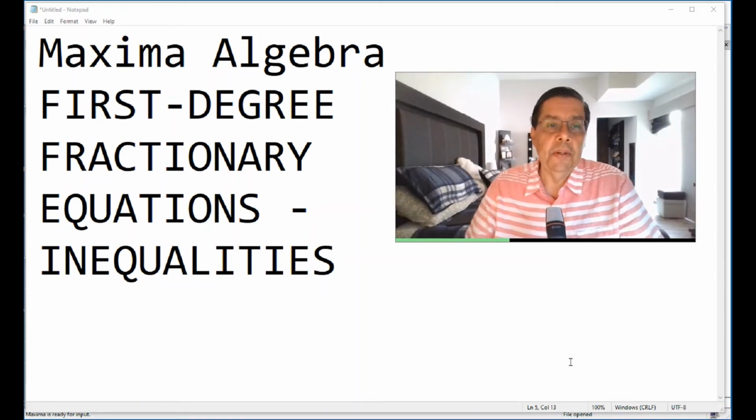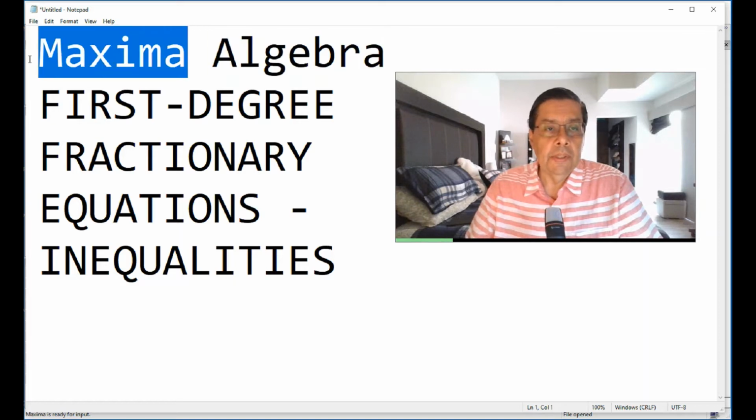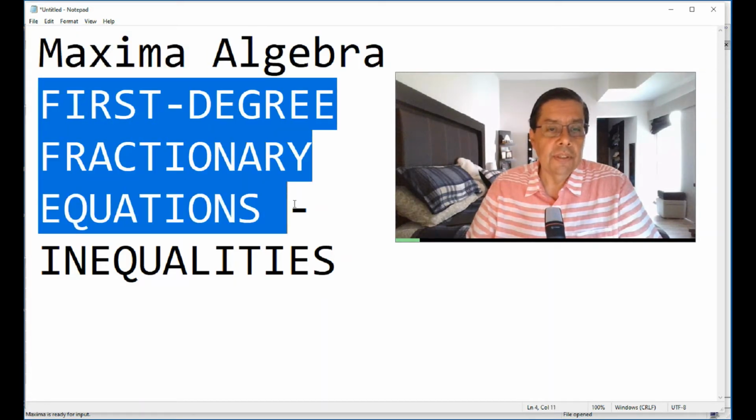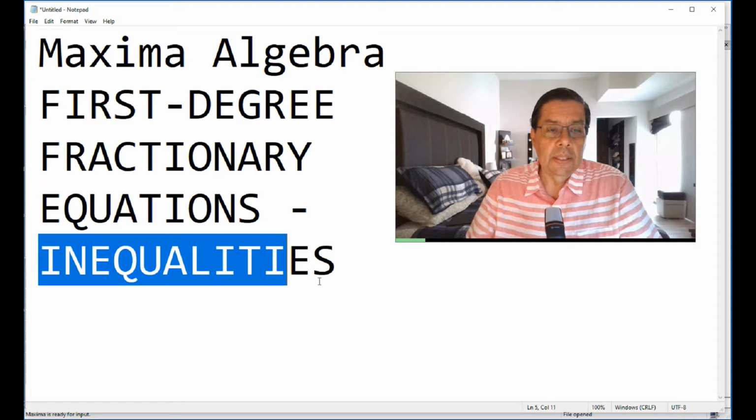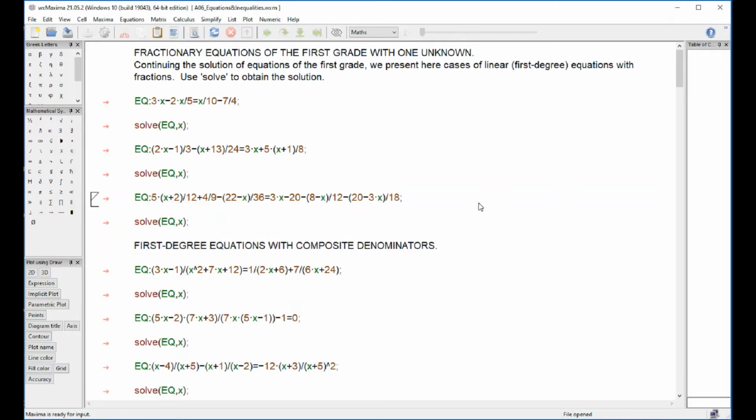In the present video, we're going to continue talking about algebra using Maxima. Specifically, we're going to address two subjects here: first-degree fractionary equations and inequalities. So let's get started. We have this worksheet to work with.